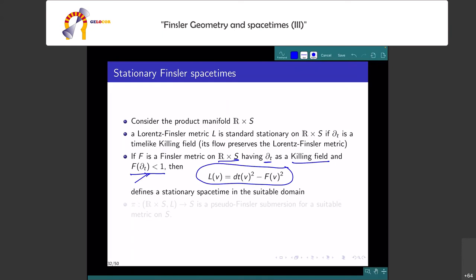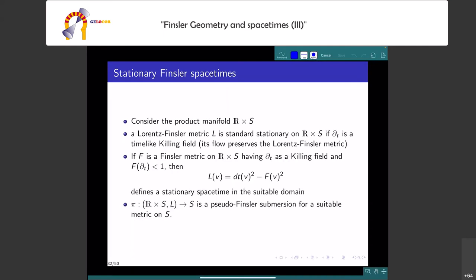Another very interesting thing is that this projection from R times S to S is a pseudo Finsler submersion. Sorry, I haven't defined what a pseudo Finsler submersion is, but basically it is a map such that the differential preserves the norm of horizontal vectors. I have to define horizontal vectors, but I don't have time to do that right now. This is very remarkable, because if you obtain the fundamental equations of O'Neill for a pseudo Finsler submersion, you can apply these equations in order to compute the curvature of this spacetime.